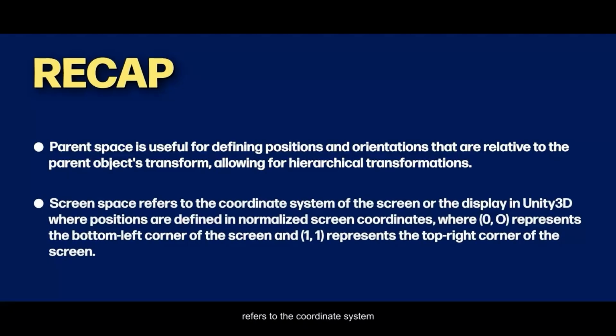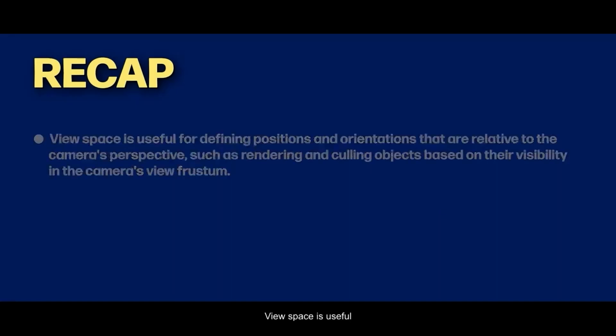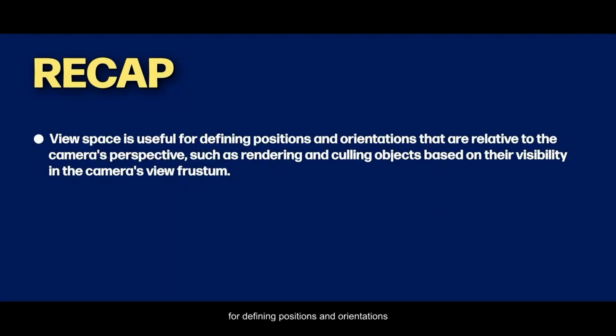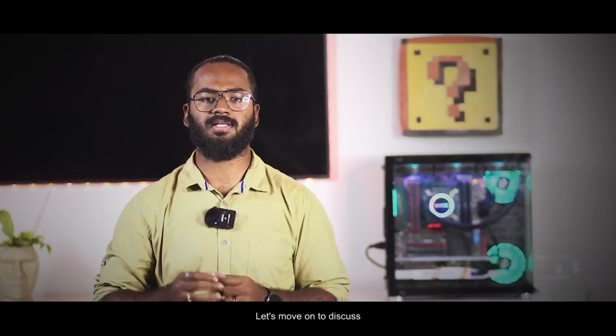Screen space refers to the coordinate system of the screen or the display in Unity 3D where positions are defined in normalized screen coordinates. 0, 0 represents the bottom left corner of the screen and 1, 1 represents the top right corner of the screen. View space is useful for defining positions and orientations that are relative to the camera's perspective, such as rendering and culling objects based on their visibility in the camera's view frustum. Let's move on to discuss vectors and quaternions.